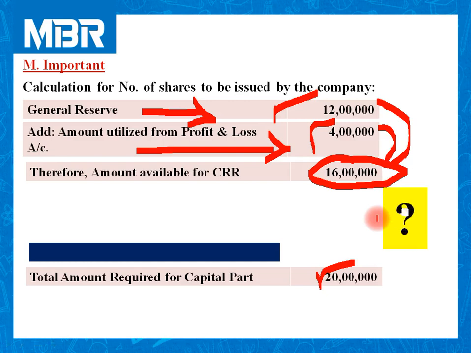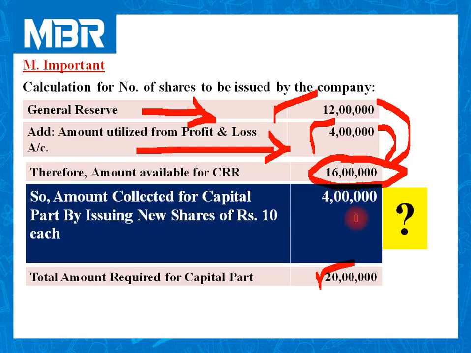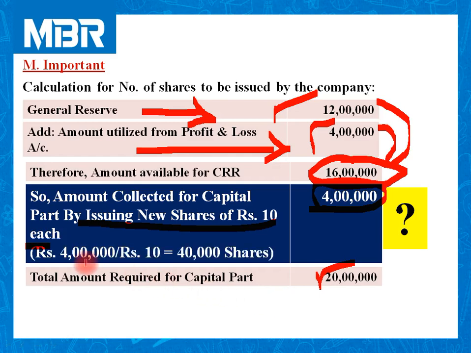16 lakhs. It means we need to collect rupees 4 lakhs by issuing new preference shares of rupees 10 each. It is compulsory for us to collect 4 lakhs so that we can adjust this amount. So how many shares are issued by the company? 4 lakhs rupees divided by face value of the share, 10 rupees, equals 40,000 shares. This is one of the important calculations for this question. So take care of this thing.